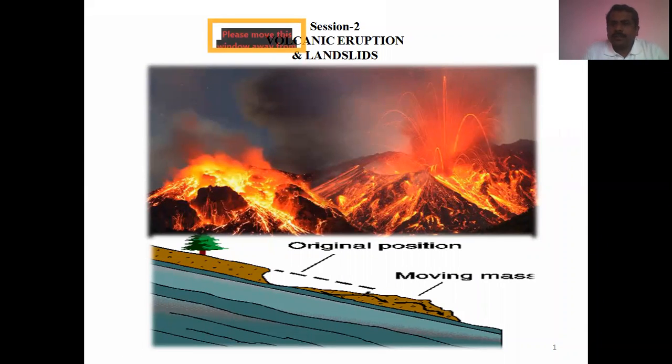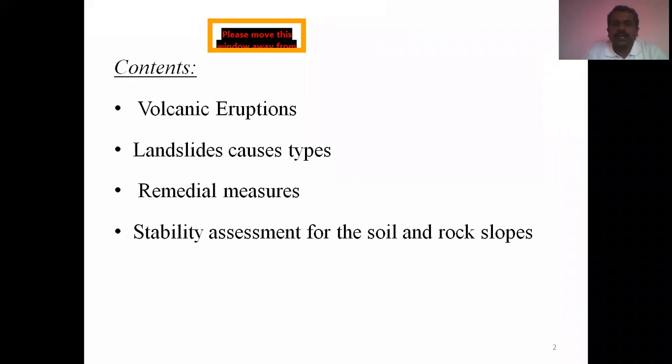So welcome back to the second session of module 5, what we were previously discussing. In this session, we are going to discuss something related to volcanic eruptions and landslides. What are the different causes of landslides and their remedial measures? How best can we take remedial measures for landslides, and stability assessment for soil and rock slopes? That is what we are going to discuss in this particular session.